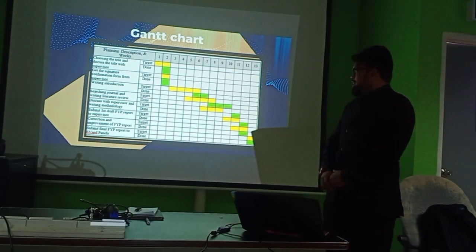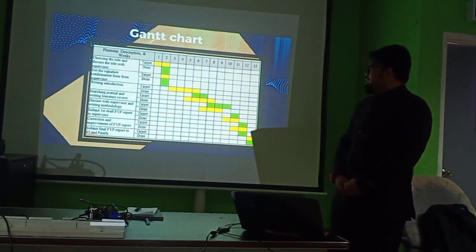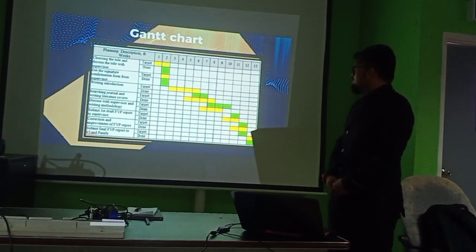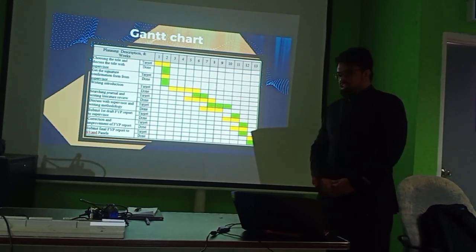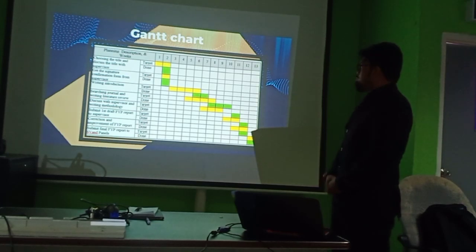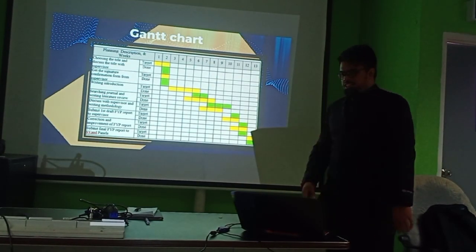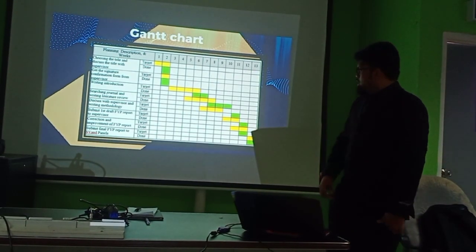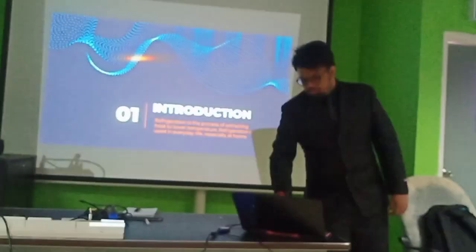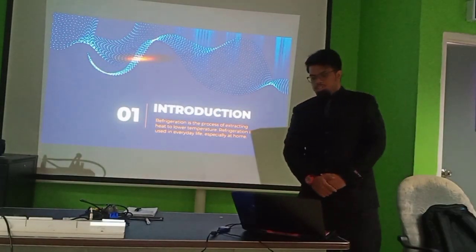This is my Gantt chart that includes my planning and the work done during this semester, from week 1 until week 13. Let's go through the introduction.